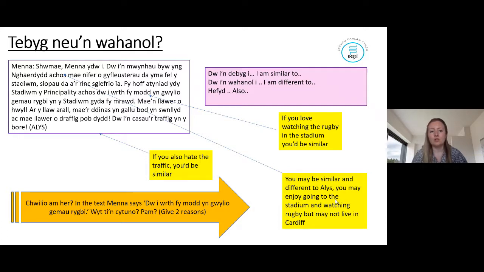Okay, so 2 munud now. Try and get in your idioms, your connectives, your third person, and your past tense and future tense if you can. Remember, always try and look to extend your work. Don't just leave it at, I am similar because. So 2 minutes, and we'll go through them. Any questions, pop them in the chat box.